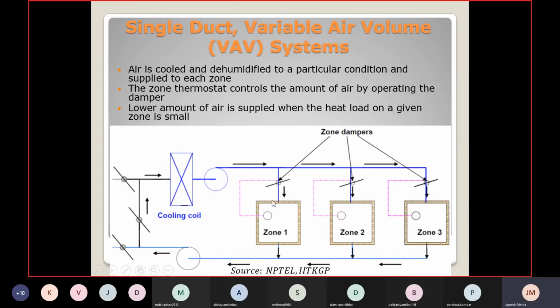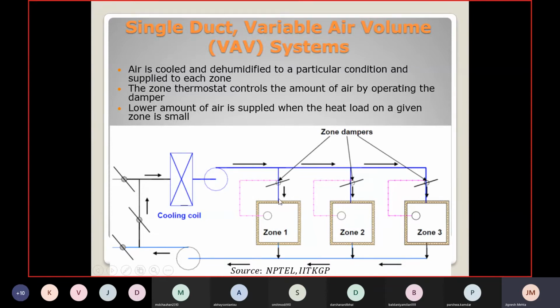So you can see this connection. So it can be open or close. It's like a valve for water or liquid. For air, it is a damper. So with the help of that damper, you can reduce or increase the amount of air that is coming in a given zone. So accordingly, this blower may have to handle higher amount of air or lower amount of air as per the requirement of different zones. So it is variable air volume.